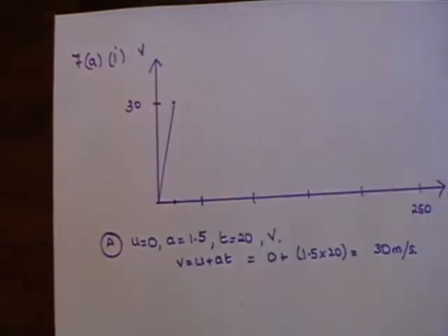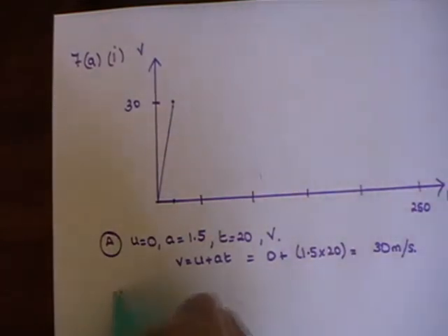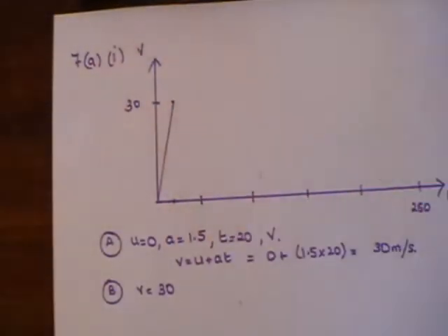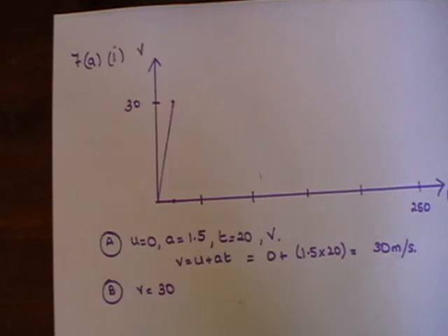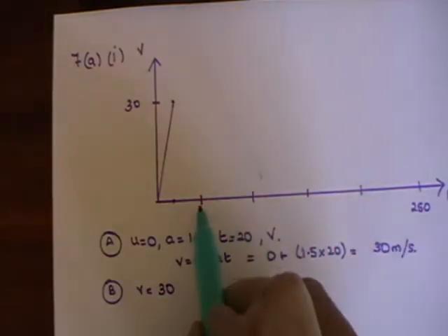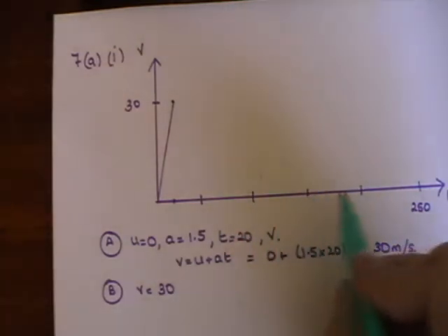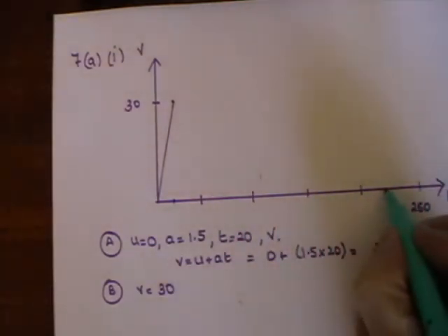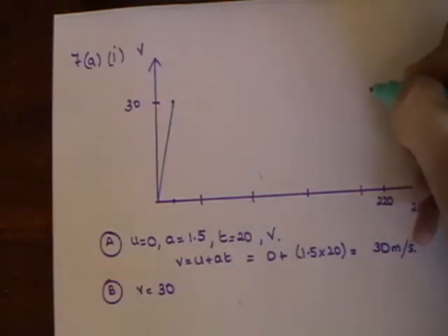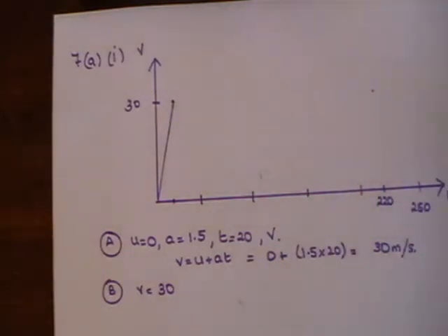Second part of the graph then, it continues, travels for 200 seconds at a constant velocity. So V is equal to 30 there for 200 seconds. So that takes you up to 220 seconds. And so if that's 50, 100, 150, 200, so about 220 seconds is about there. And that's going to be a flat, straight line.